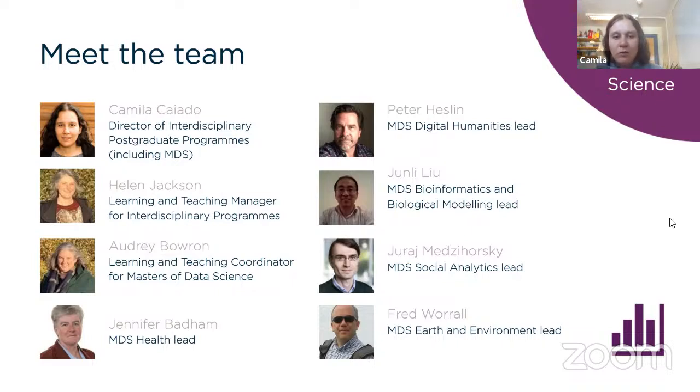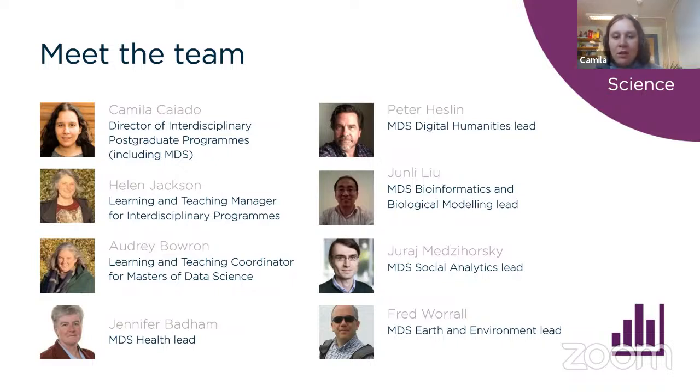We've got Peter Heslin, who's the lead for digital humanities. He's in the Department of Classics, and he's an expert in natural language processing, but he also covers aspects of heritage and text mining as part of his module. He delivers the main module for digital humanities. We have John Lee Liu, who is an expert in bioinformatics within the biosciences department. He's essentially a statistician working closely with bioscientists, and is an expert on a range of applications within the department.